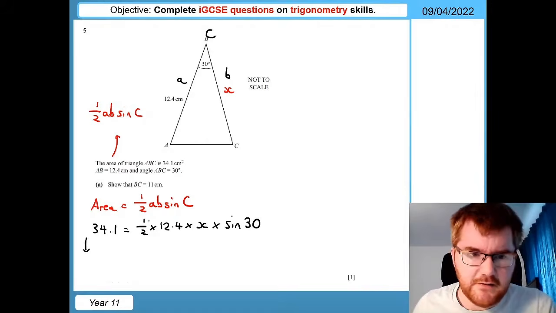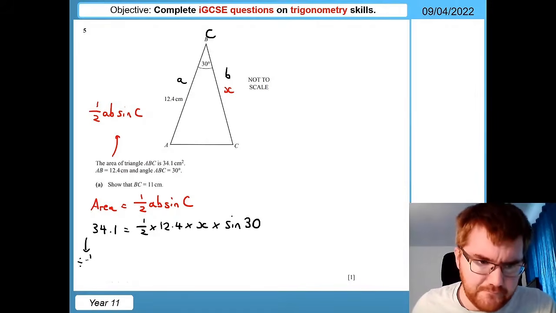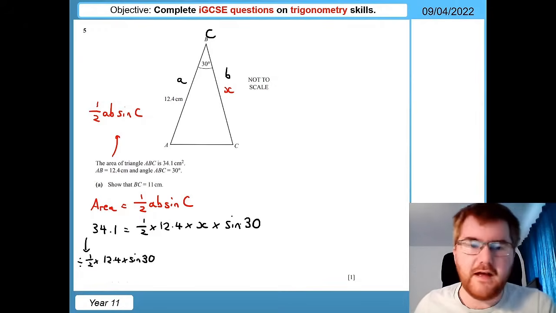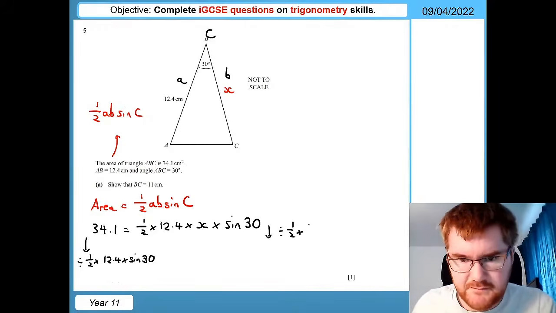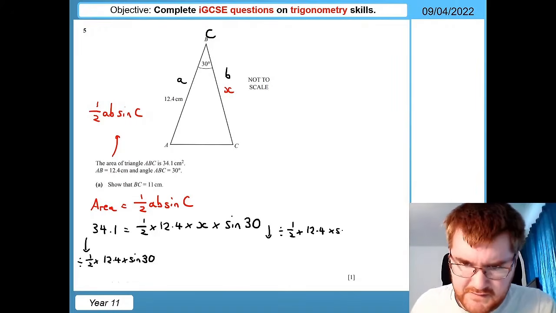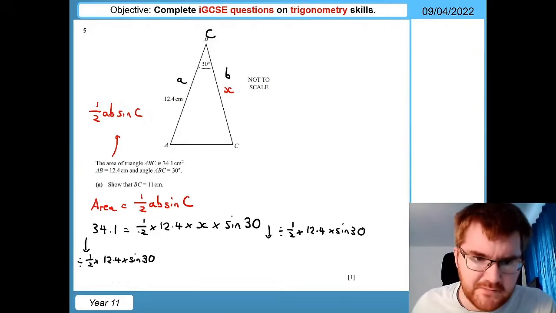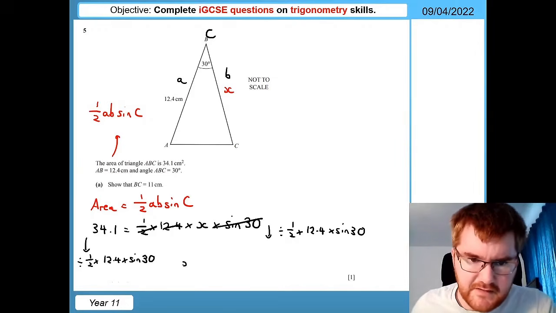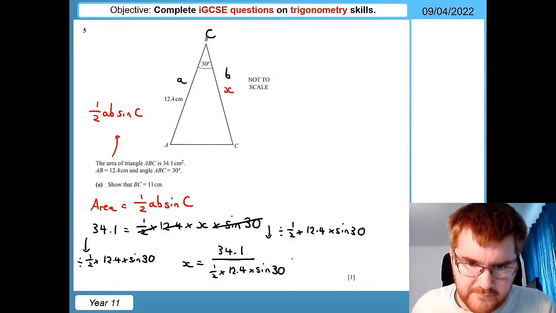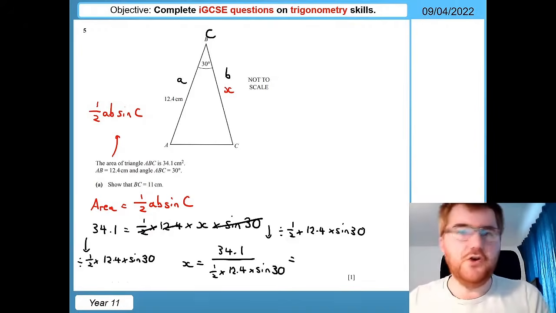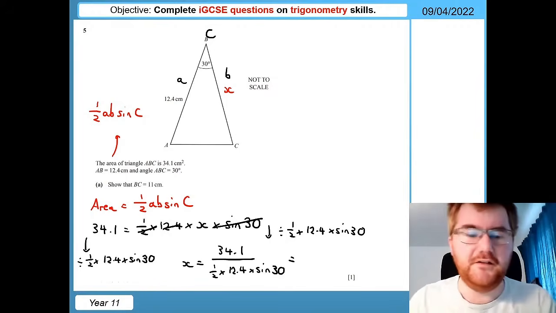I want to get the X on its own, so I need to divide by 1/2 times 12.4 times sine 30. Basically, I want all that on the other side of the equation. So divide by 1/2 times 12.4 times sine 30. If I do this, well, these all cancel. That leaves me just with X. And then I get 34.1 divided by 1/2 times 12.4 times sine 30. And now I'm going to let the calculator do the donkey work here and work out exactly what this is.